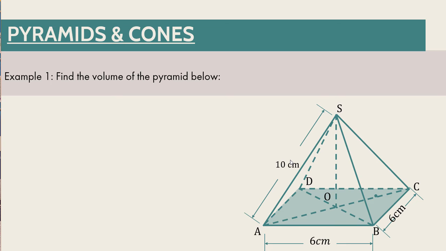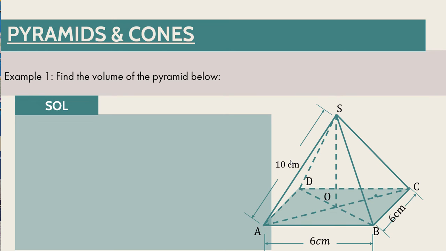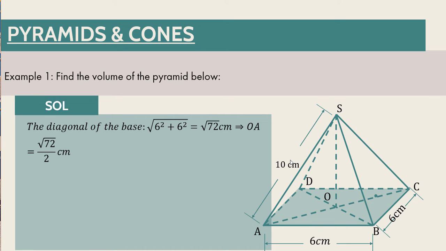Okay, have you got the answer? Let's check it. In order to find SO, we need to find AO first, so that we can apply the Pythagoras theorem. The diagonal of the base, which is AC, is equal to the square root of 6 squared plus 6 squared, which is the square root of 72 centimeters. It implies that OA is half of it, square root of 72 divided by 2 centimeters.